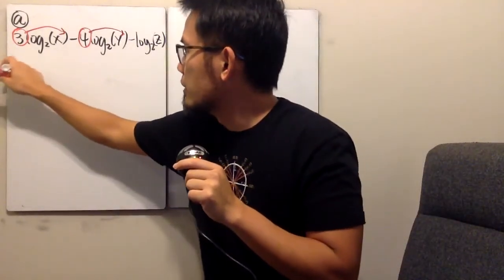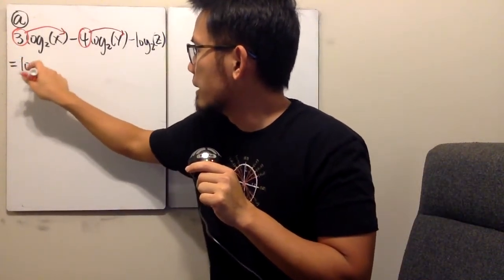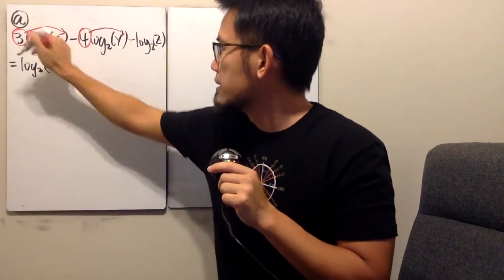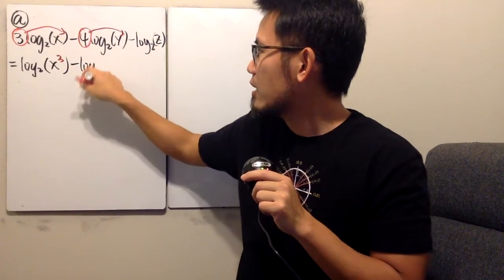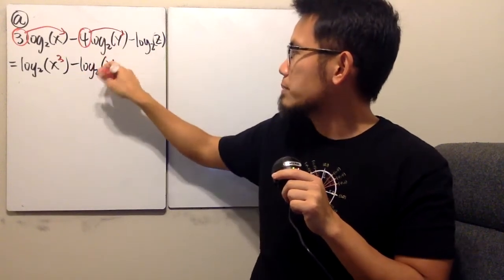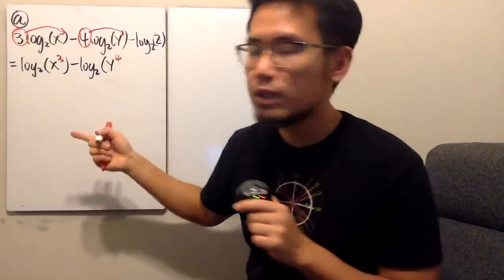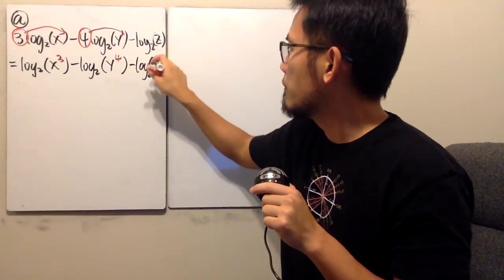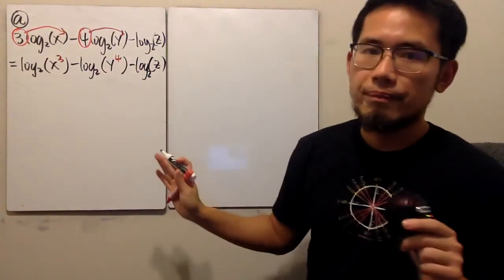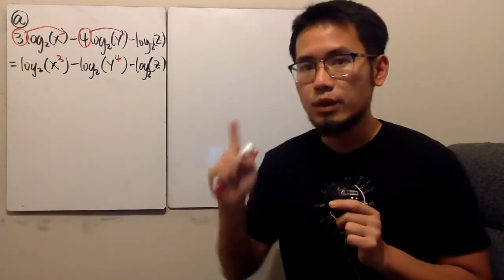Alright, so we will have log base 2 of x to the third power for the first one. And then the next one is minus log base 2 of y to the fourth power. And then lastly, we have the same thing right here, minus log base 2 of z. Great. Now, we can combine everything in one step.